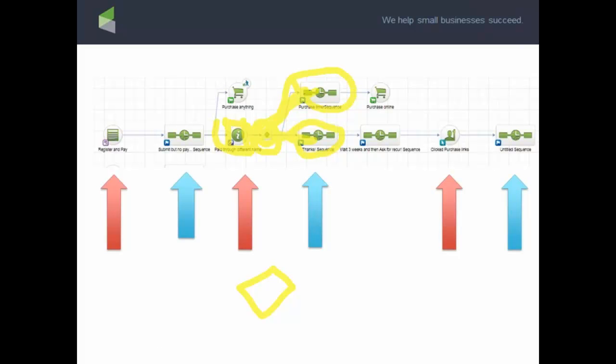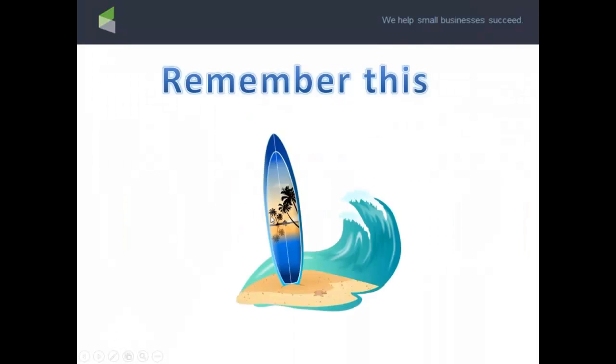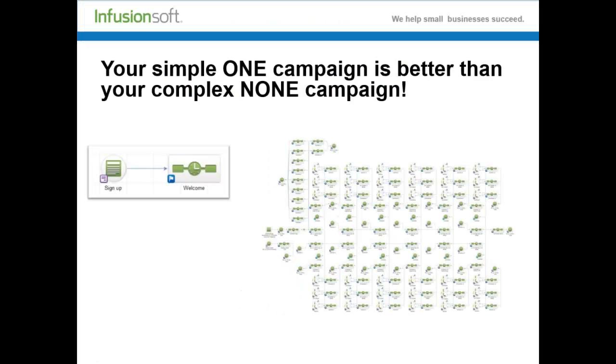Let me get rid of my highlighter. Remember this, I always say this on my Campaign Builder webinar. Your simple 1 campaign is more important than your complex none campaign. To the left is a Volkswagen stick shift. To the right is an 18-wheeler. You can't drive the 18-wheeler until you feel confident with the stick shift in the Volkswagen. You'll be able to build out what's on the right, but you got to practice what's on the left first and feel that confidence of automation so you know that everything's going to work right.